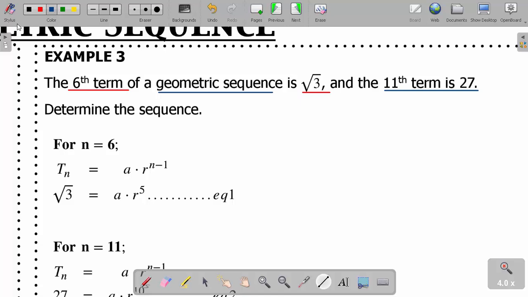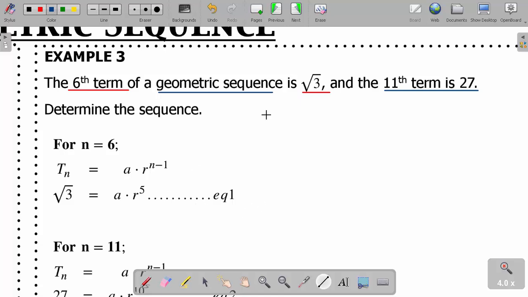We are saying that you have to check the important terms. They are saying the 6th term is root 3, but our Tn equals A multiplied by R power n minus 1. So if our n is 6, we must equate to root 3. So root 3 equals A multiplied by R power n minus 1, but n is 6. What is 6 minus 1? It is going to be 5. So it becomes A multiplied by R power 5. This one becomes equation 1.